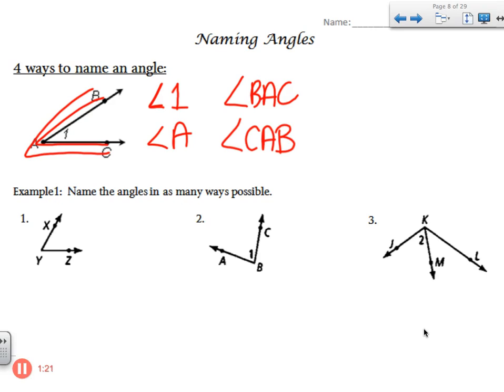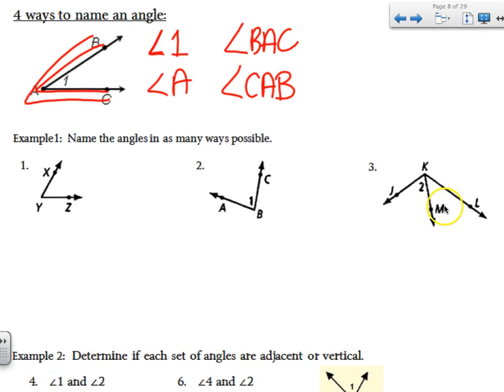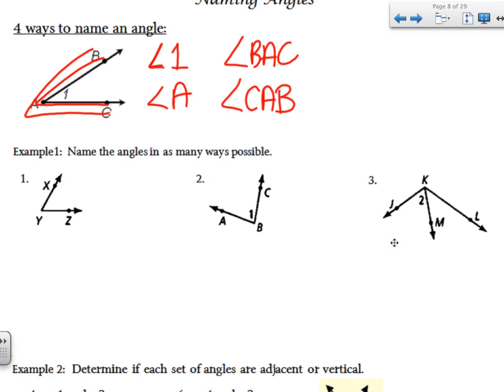So those are the 4 ways that you can name an angle, these 2 being the most popular. So I want you to go ahead and try 1, 2, and 3 if you can. 3 has a lot of examples, but see if you can get them all correct. So press pause, and then you're going to try these on your own.